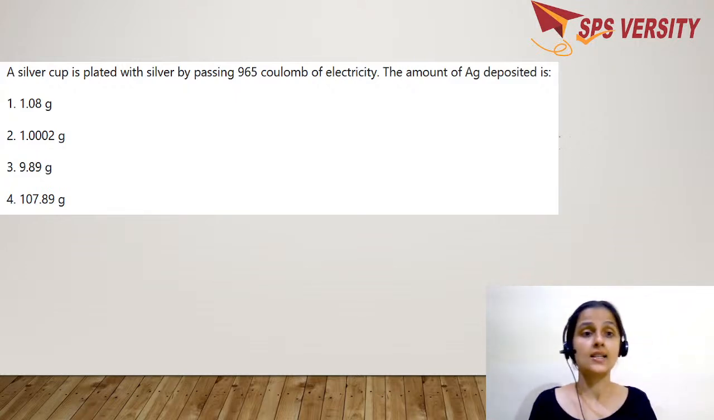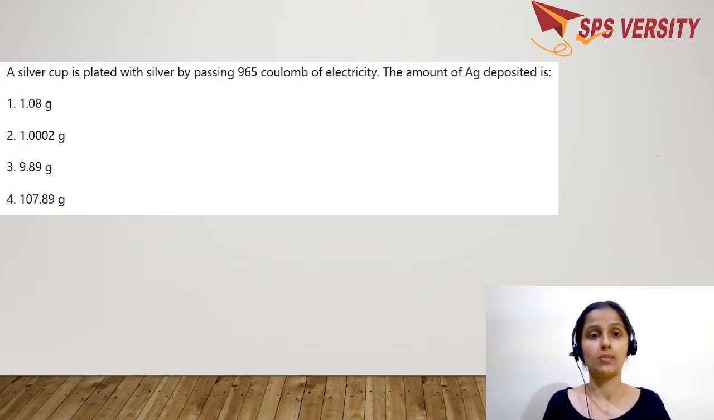A silver cup is plated with silver by passing 965 coulomb of electricity. So the amount of Ag deposited, what is it?